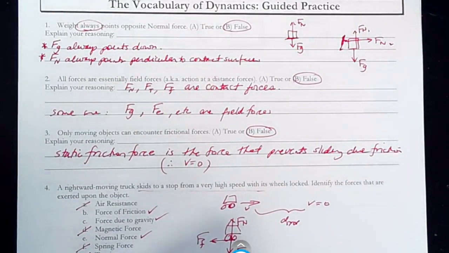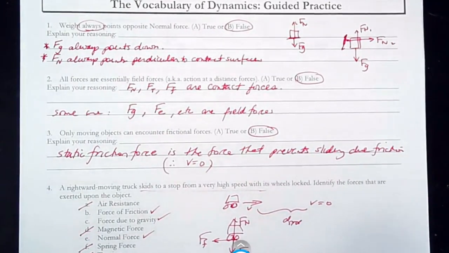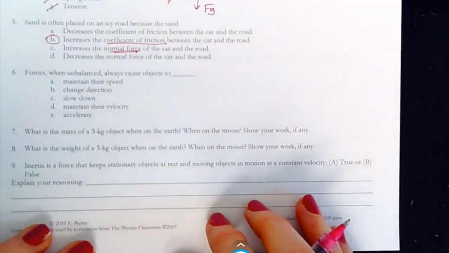Sand is often placed on an icy road because what does the sand do? Well, it doesn't change the normal force, it changes the coefficient of friction, and it increases, it makes it more rough. So that's how you figure out that one.